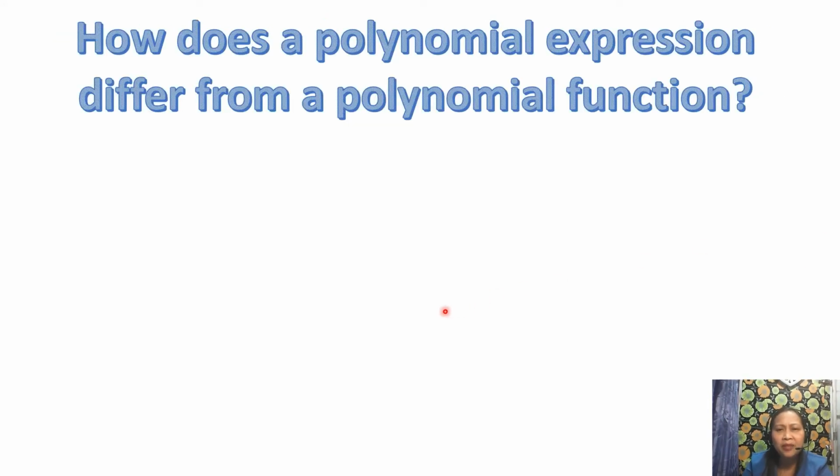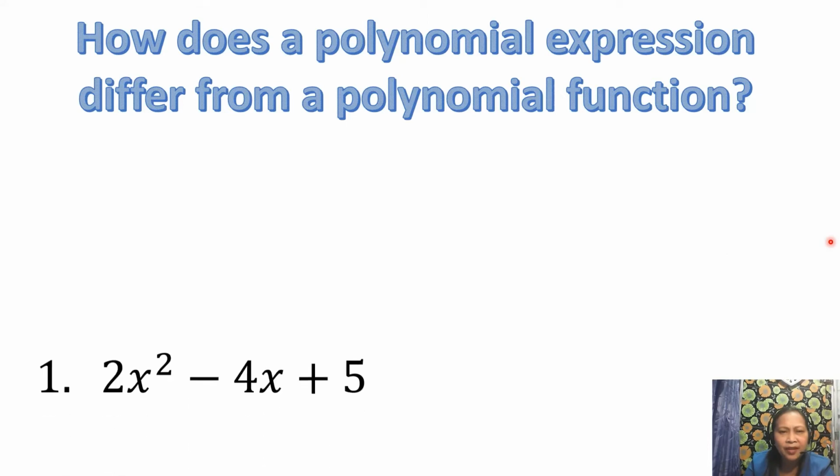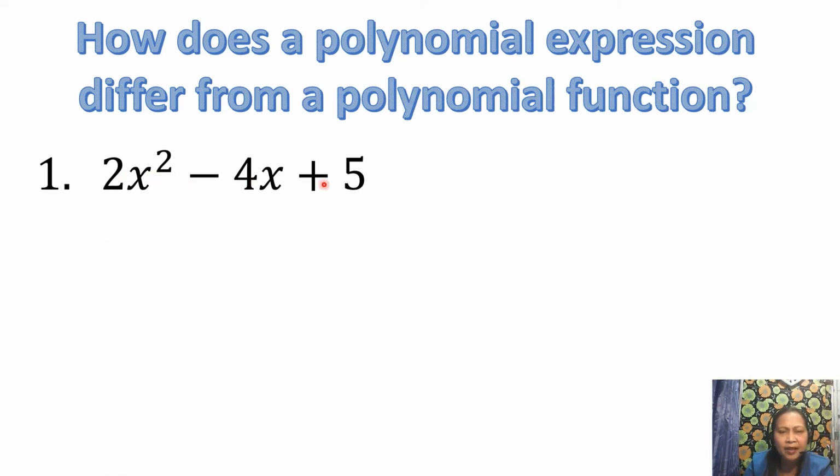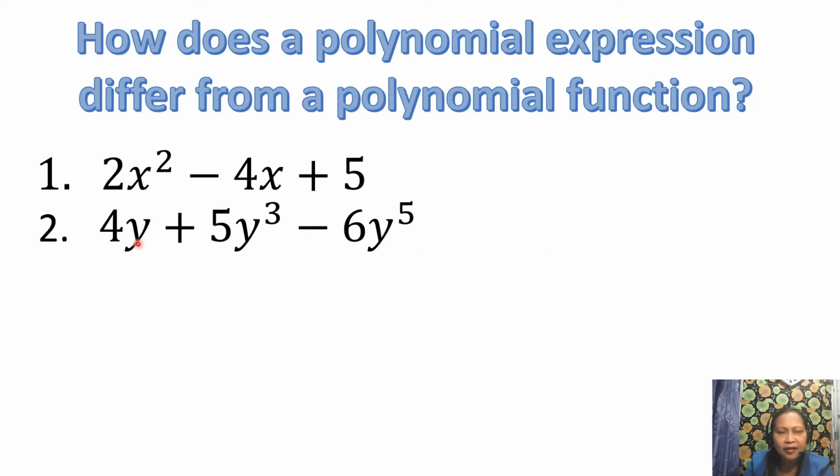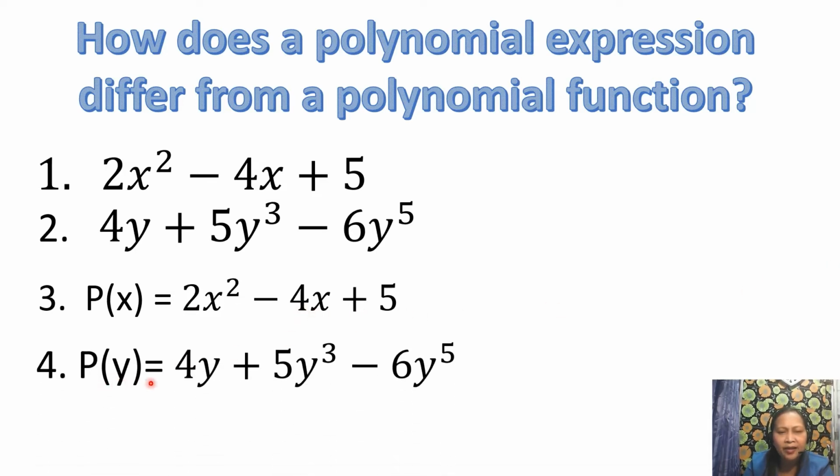How does a polynomial expression differ from a polynomial function? I have here 4 examples that you're going to observe. First one is 2x squared minus 4x plus 5. The second example, 4y plus 5y cubed minus 6y to the power of 5. Third, p of x is equal to 2x squared minus 4x plus 5. And the last is p of y is equal to 4y plus 5y cubed minus 6y to the power of 5. Now, I want you to observe these 4 examples, class.